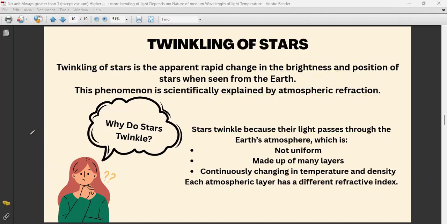So whenever we see that stars are changing their brightness and positions when we see them from the earth, it is called the twinkling of the stars.